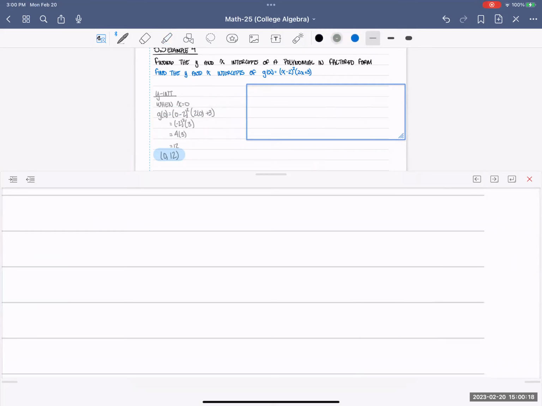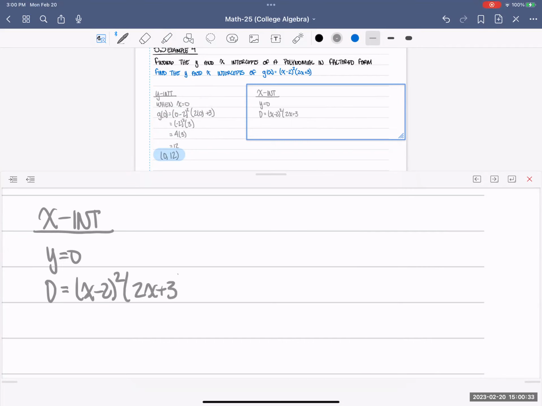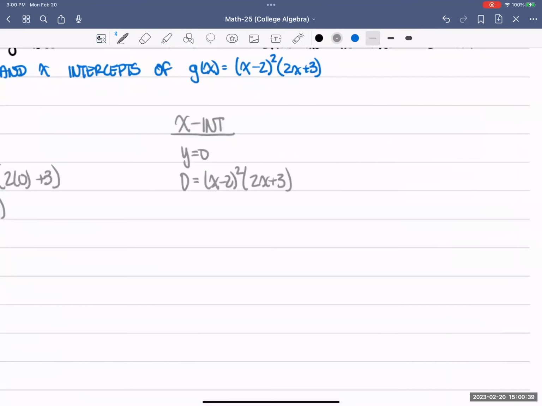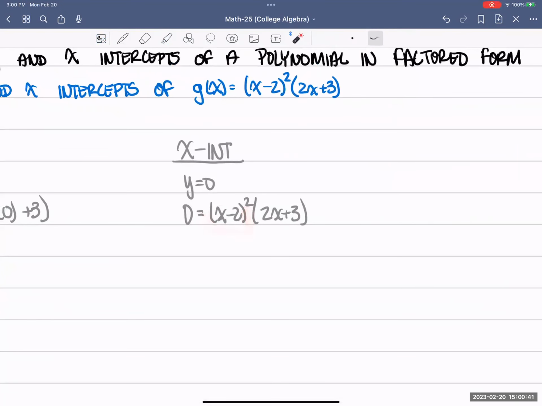Let's give our x-intercept a try. So x-intercept happens when y is equal to 0. So here we're setting our function equal to 0. So our function is equal to 0 every time one of those parts is equal to 0. So when this is equal to 0 and also when this is equal to 0. So we're going to separate it. x minus 2 squared equals 0, and also 2x plus 3 equals 0.